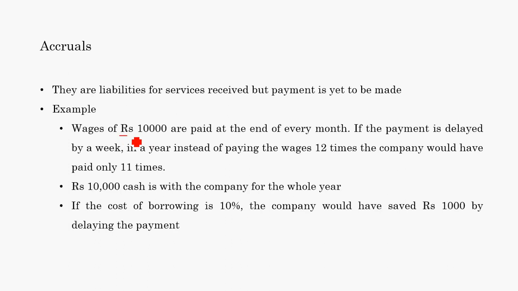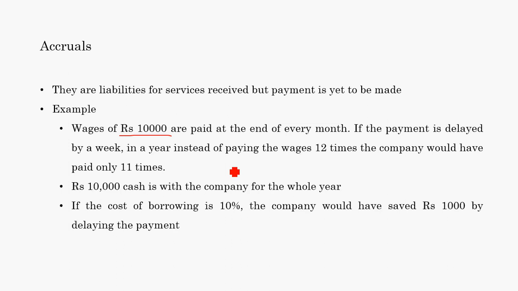You are supposed to pay rupees 10,000 at the end of every month to your employees. Which means that in a year you would be paying 12 times this 10,000 rupees to your employees. Now if you decide to delay this payment by a week, so instead of paying at the end of the month, you are paying in the first week of the next month, what effectively happens is that in a year, instead of paying 12 times, you would have paid only 11 times. At the end of December, you would not have paid; you would have only paid it in the next year.